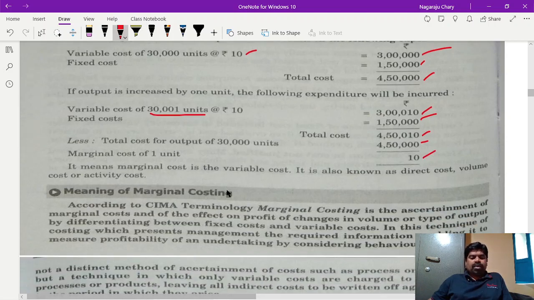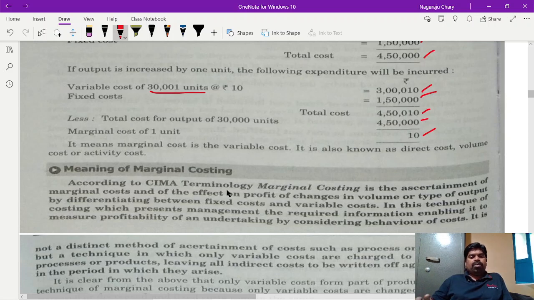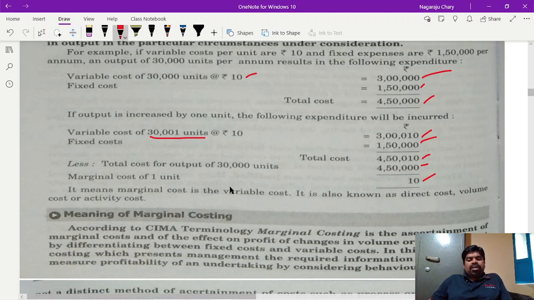So what do you say? If one unit is increased, 10 rupees is to be increased. If one unit is decreased, 10 rupees is going to be decreased. So that's why decision makers will take decisions based on this. Fixed cost, there is no change whether 30,000 units are produced, or 30,001 units are produced, or 29,999 units are produced. Fixed cost never changes. So that's why fixed cost is fixed.